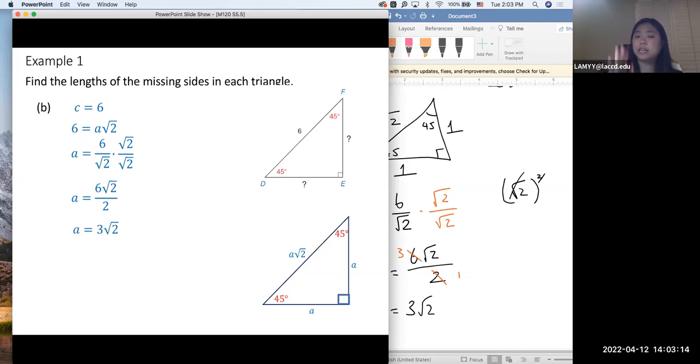Okay, we are not done yet, right? We want to figure out these two sides here, after we find a equal to 3 square root 2. So these two legs should be equal to a. So a equal to 3 square root 2 here and 3 square root 2 here.